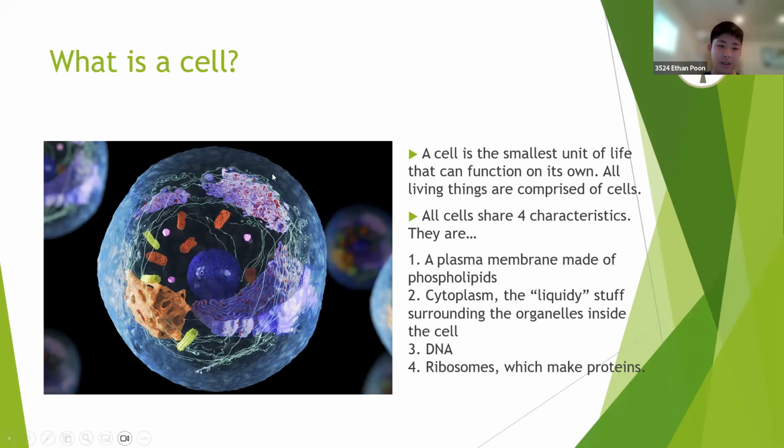So if you can see here on the left, we have a cell. The circular thing, like the outer shell, is called the plasma membrane. And then the cytoplasm, the liquidy stuff surrounding the organelles inside the cell. The organelles are each individual little section inside the cell, and then the cytoplasm is basically the rest of it. Then DNA, and then ribosomes, which are tiny little structures that make proteins, basically.